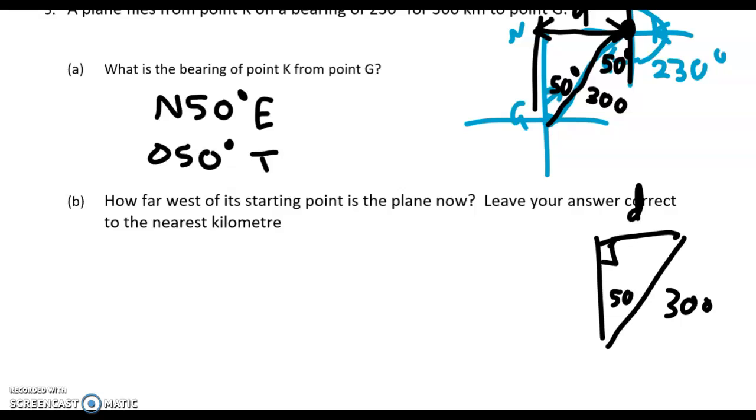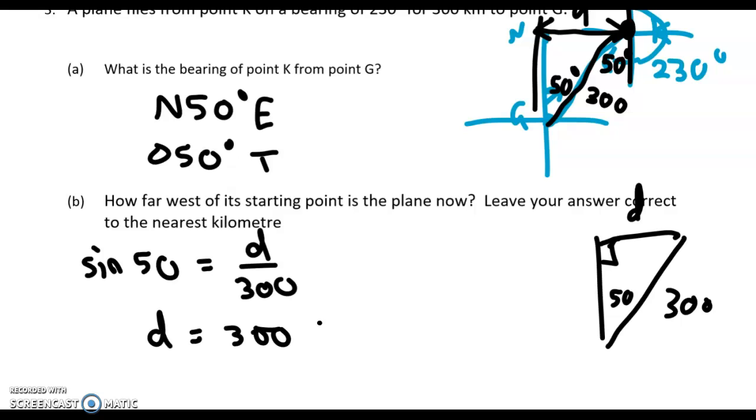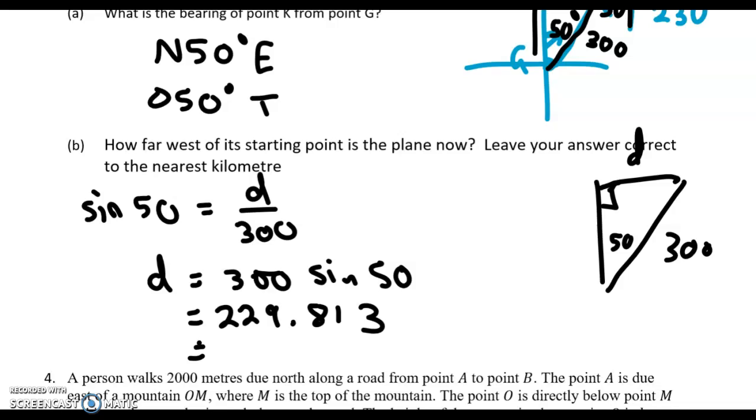And so using our ratios, that's the sine ratio. So sine of 50 equals D over 300. And so D equals 300 sine 50, which equals 229.813, which is equal to 230 kilometers.